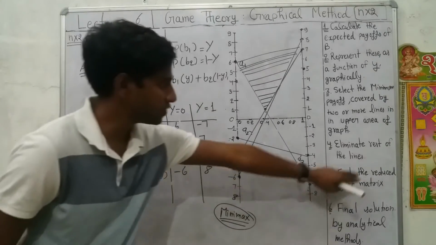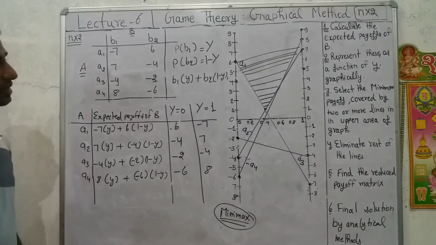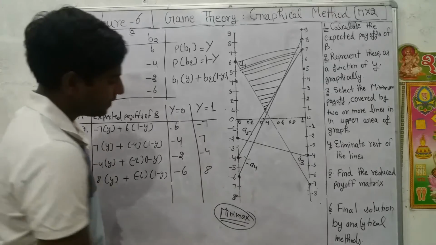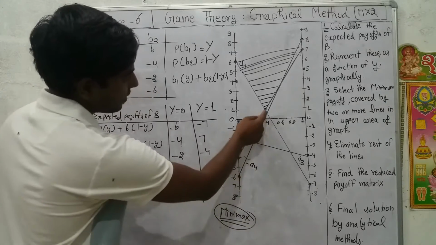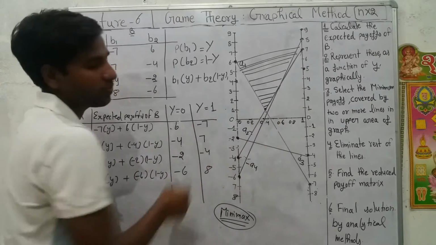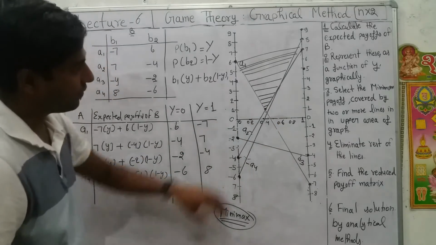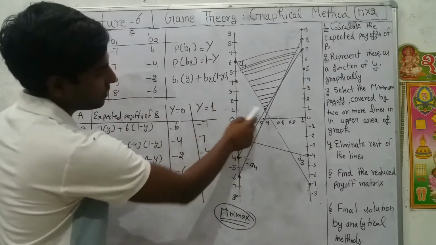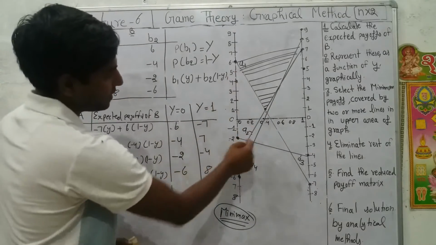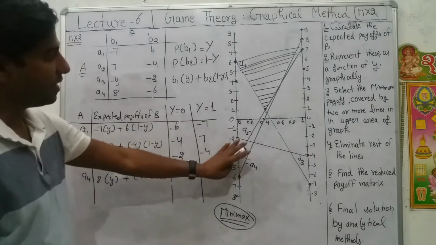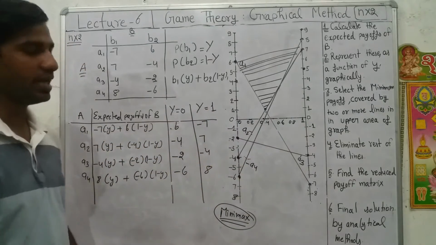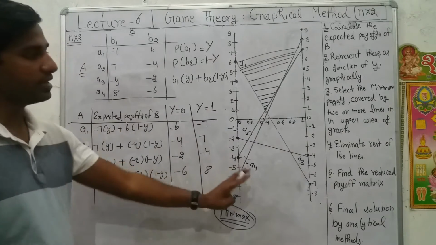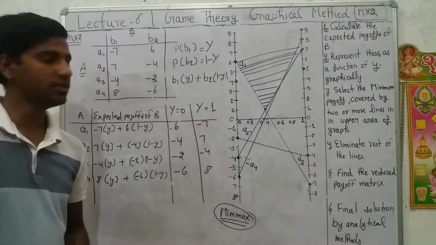The next step is to eliminate the rest of the lines. Now in this case, which lines would be eliminated? Those lines which do not go through the minimax point. In this case only two lines go through the minimax point, which are A1 and A2. Except A1 and A2, all the strategies or lines would be eliminated or deleted. We would not use those lines to calculate the solution of this problem.